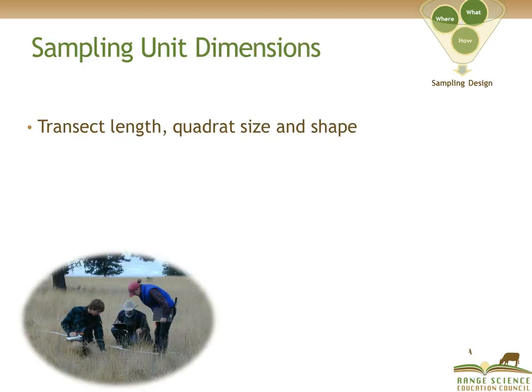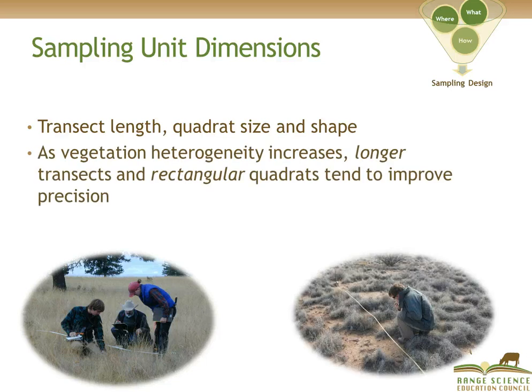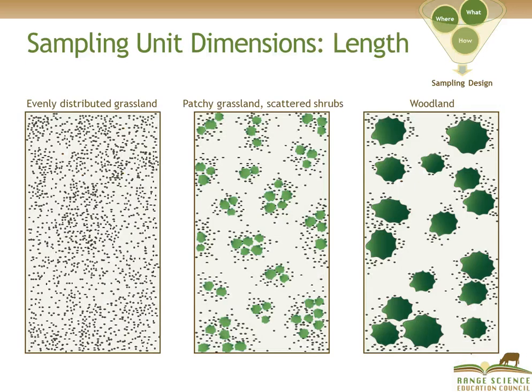When we're talking about sampling units, we need to consider dimensions, and this usually encompasses the length of transects or the size and shape of quadrats. In general, as we move from a homogeneous into a more heterogeneous environment, we find that in order to improve precision, we need to lengthen transects, and we also tend to change the shape of our quadrats from square to more rectangular. So let's look in a little more detail at an example of the influence of transect length.